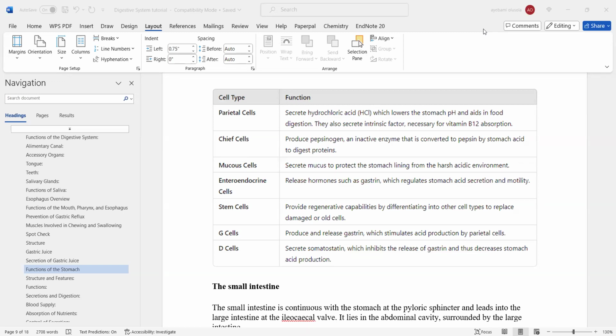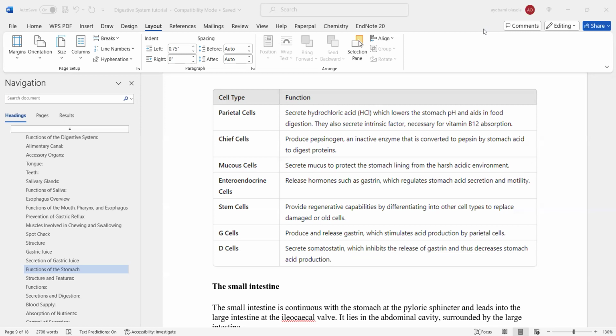We also have chief cells in the stomach, and these chief cells produce pepsinogen. The pepsinogen is not an active enzyme, but it is converted to pepsin by the hydrochloric acid that is produced by the parietal cells. And what pepsin does is to digest proteins. Remember that I told you that the digestion of proteins begins in the stomach. The stomach also has mucus cells, and they secrete mucus, which just protects the stomach lining from the acid that is produced by the parietal cells.